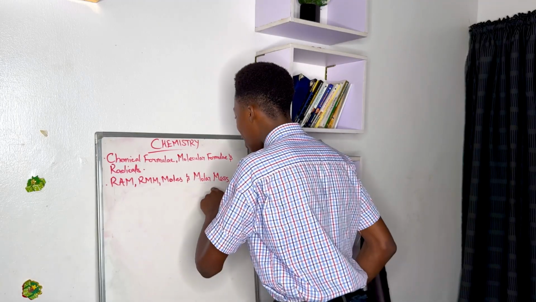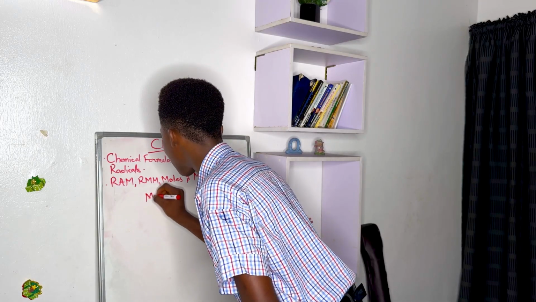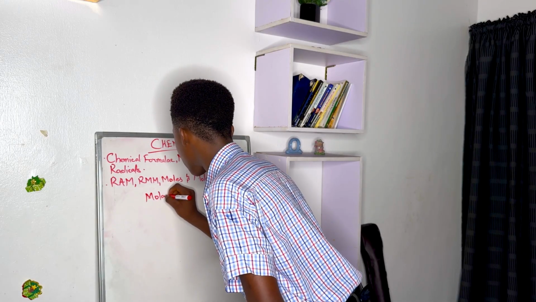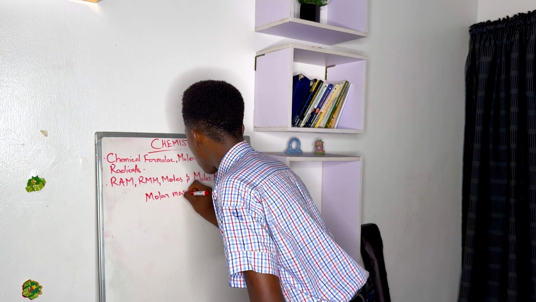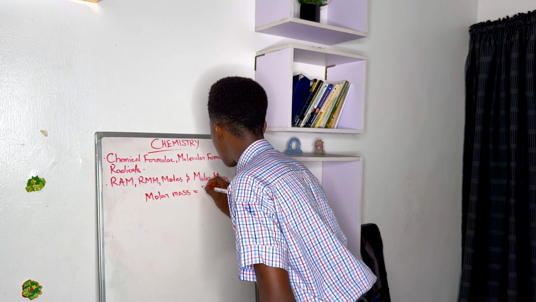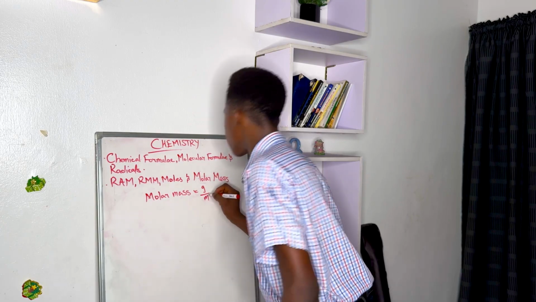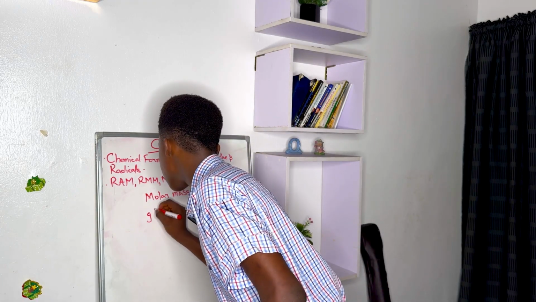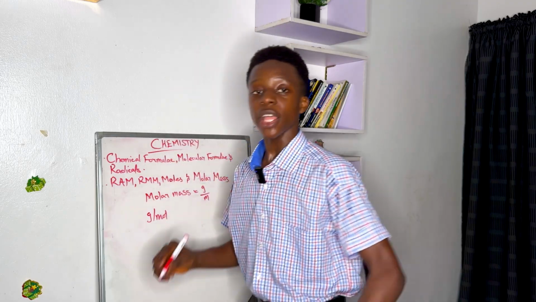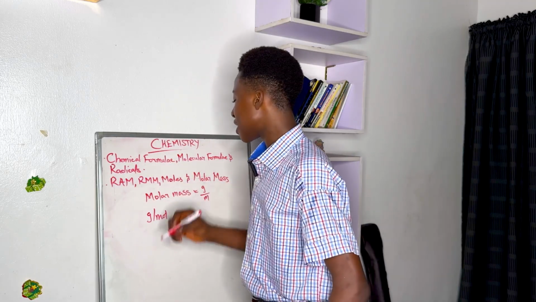The only thing with molar mass is that, let me write that as M, molar mass is how many grams of a substance are in 1 mole of a substance. So molar mass is measured in grams per mole. Just know that anytime you're talking about molar mass, it's grams per mole.